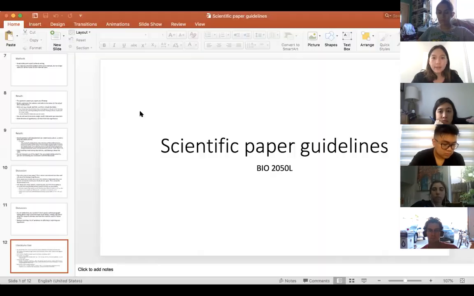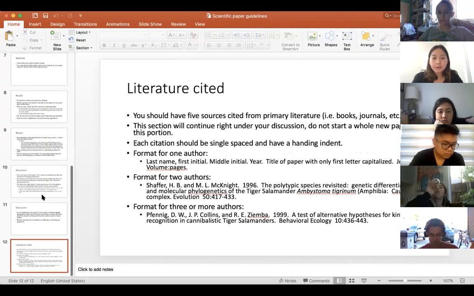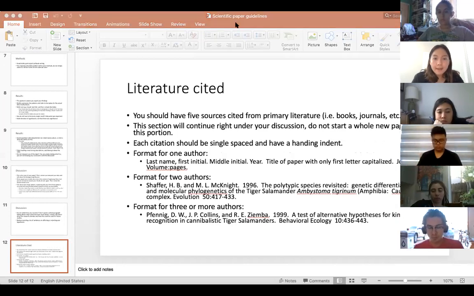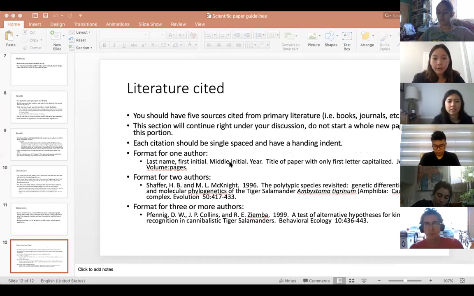Okay, so like I said, this is already posted onto your Blackboards, but I'm going to go ahead and show you what your tables should look like for your scientific paper. So let me go ahead and pull that up really quick. But like I said, you should have 8 tables total for your scientific paper.